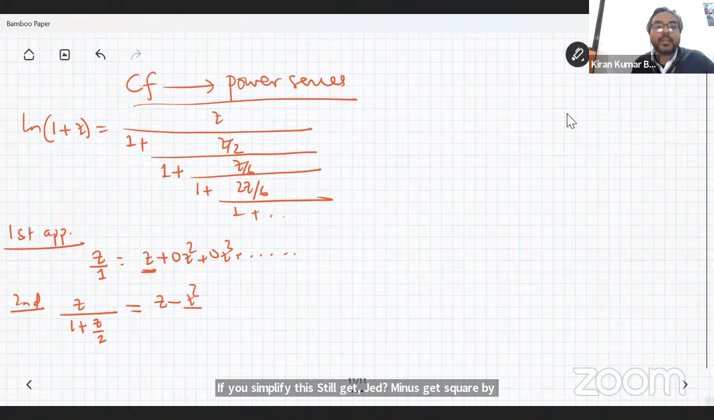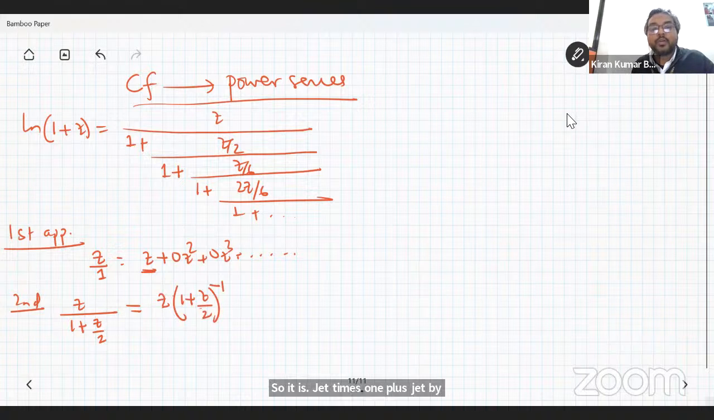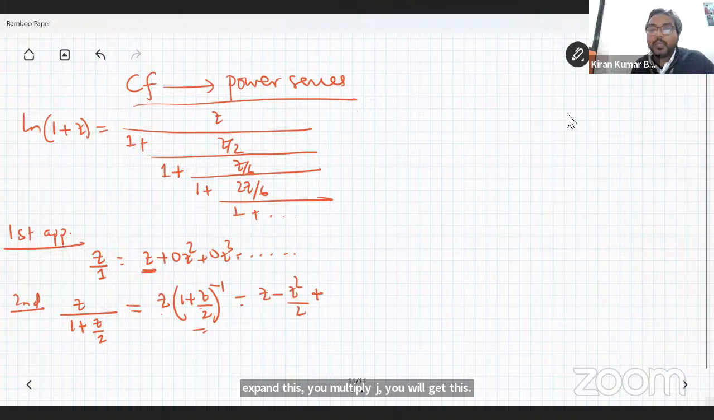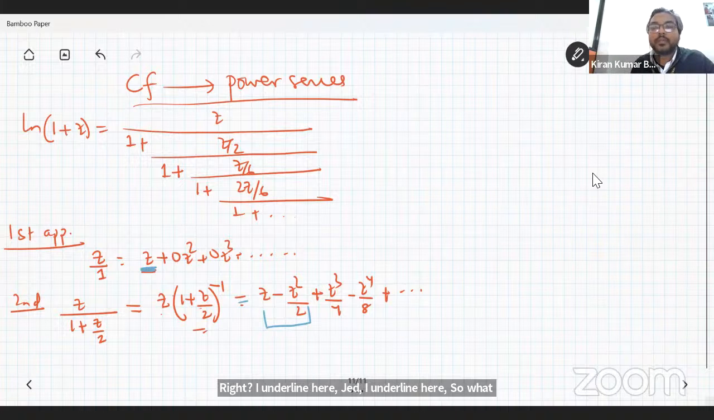So how do I simplify? Let me write this. It is z times (1 plus z by 2) inverse. So you expand this and multiply by z, and you will get z minus z square by 2 plus z cube by 4 minus z to the power 4 by 8 plus. And let me underline this part, right? I underline here z, I underline here z. So what about the third approximant?